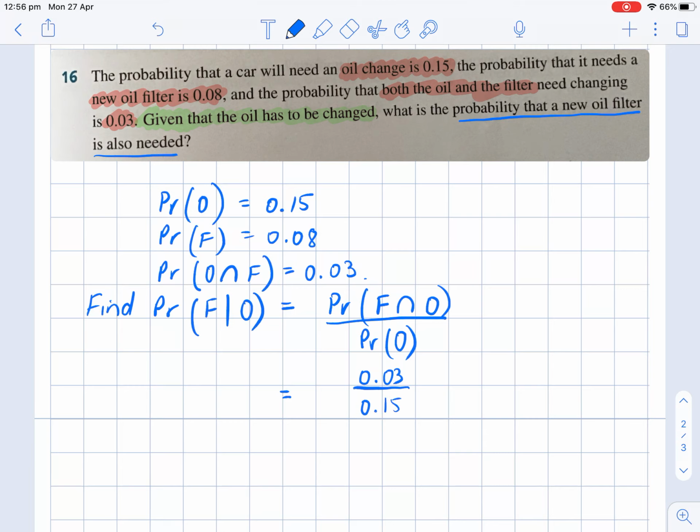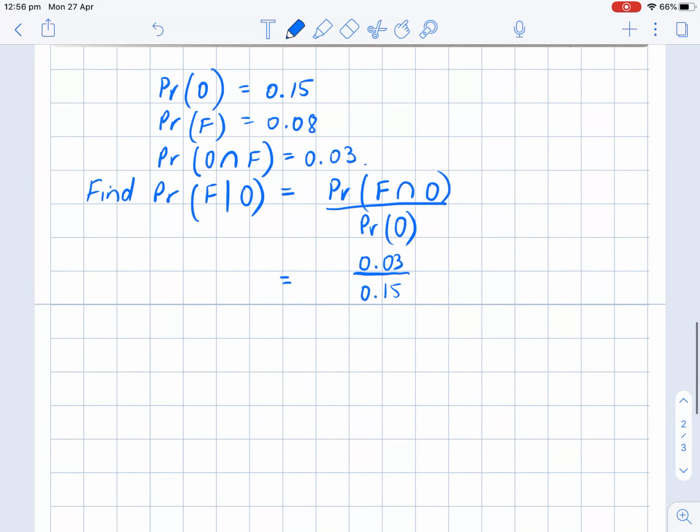0.15. Now, a lot of students get a little bit freaked out because we've got decimals in a fraction and they don't quite know how to work with that, especially if they haven't got a calculator. And it's really quite simple. It just goes to equivalent fractions and multiplying both the top and the bottom line by a common factor. And if I do that, I get 3 over 15. And then from there, I can simplify this by dividing both values by the same factor, which would give me 1 over 5. So if it needs oil, there's a 1/5 chance that it will also need a filter.